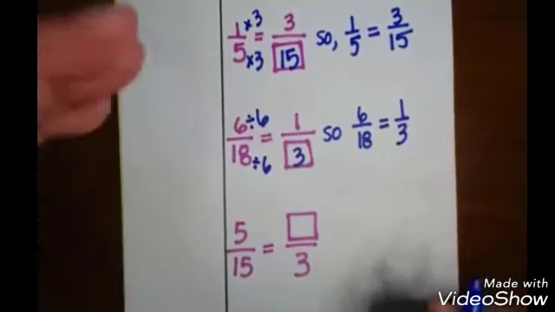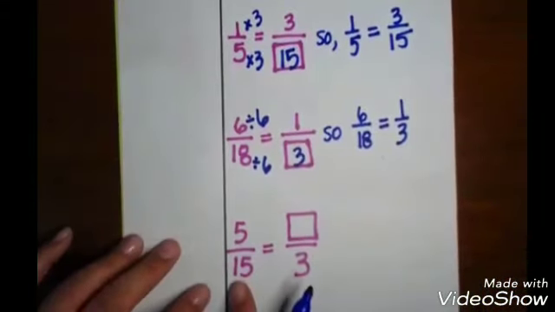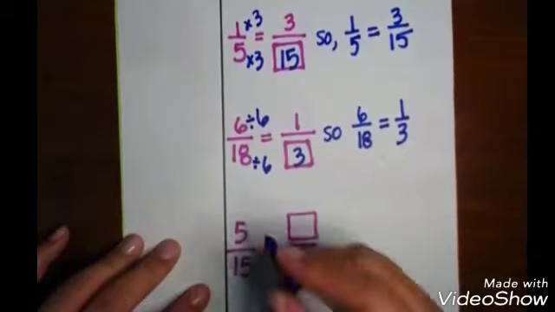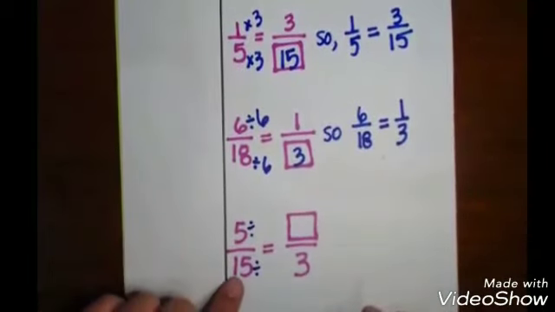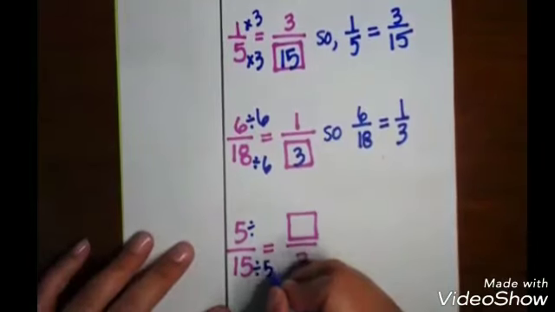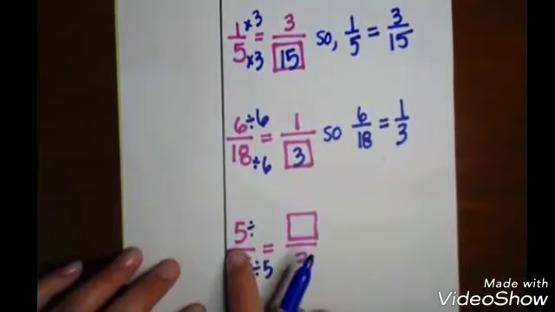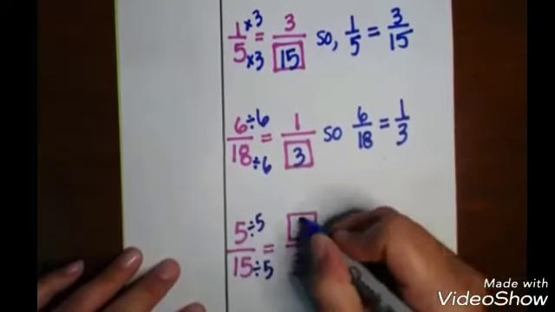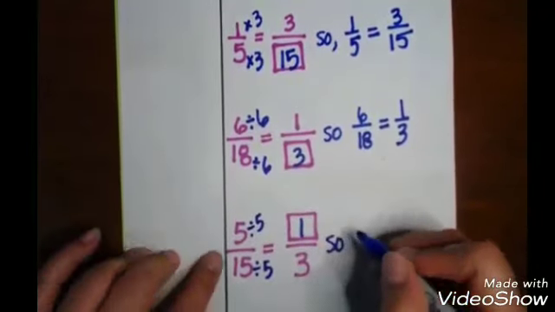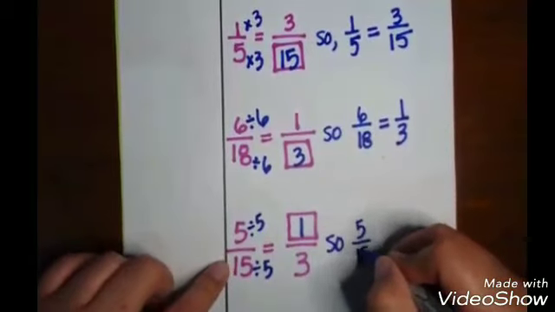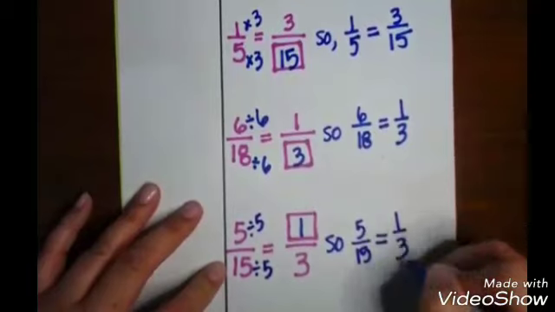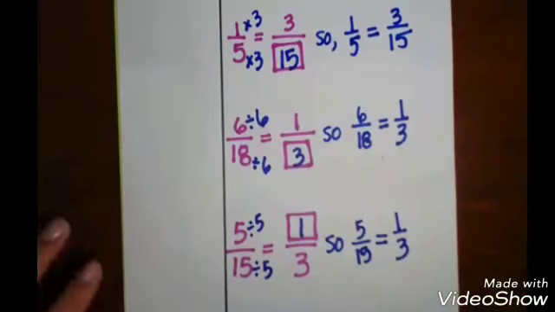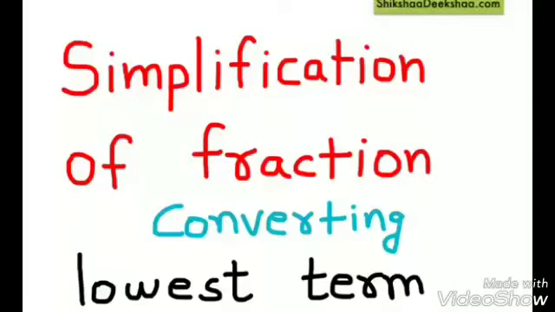Here's another example. My numbers from left to right are decreasing, which means I am going to divide. Ask yourself, 15 divided by what is equal to 3? The answer here would be 5. So 5 divided by 5 is equal to 1. This means 5/15 is equal to 1/3. And that's how you can find the missing number.